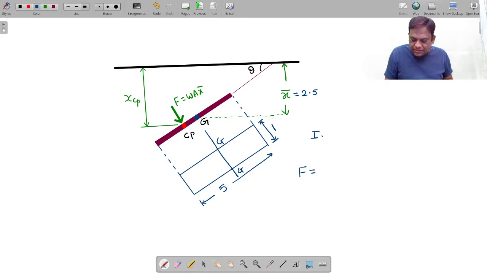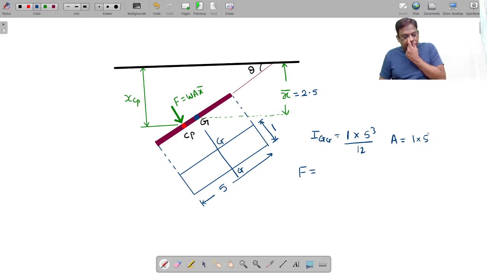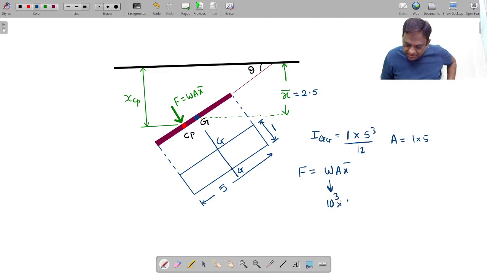Can you tell me what is I GG? I just told you. What is I GG? If you want the moment of inertia of this, it will be b d cube by 12. So in this case, it will be 1 into 5 cube by 12. What is the area? The area is 1 into 5. So how do I calculate the force? W A x bar. What is W? Rho g. Rho is 1000, g is 9.81, if it is water. Area is 5 into 1, x bar 2.5. You will get the value of this force.